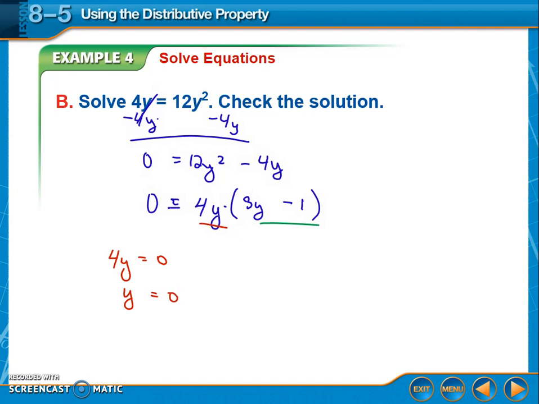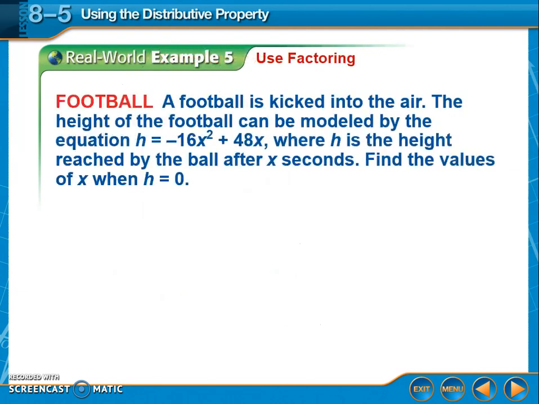0 divided by 4 is 0. Or I can say 3y minus 1 is 0. Solving this, I get 3y equals 1 and y equals 1/3. So my two solutions are y equals 0 or y equals 1/3. Either one of those two things, if I plug them into my original equation, will give me a true statement, which means that they are solutions.